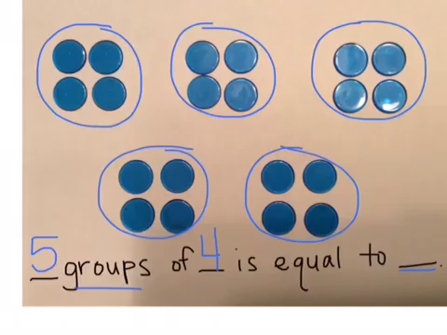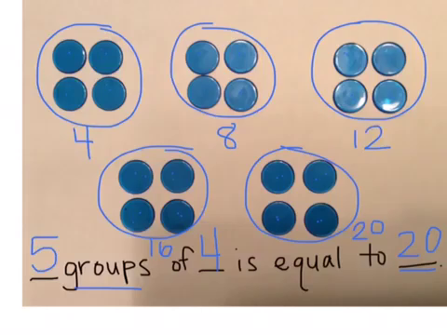One, we could count by ones. We could go 1, 2, 3, 4, 5, 6, 7, 8, 9, 10, 11, 12, 13, 14, 15, 16, 17, 18, 19, 20. So we have 20 there. That's counting by ones. Well, let's try a different way. We could count by 4s: 4, 8, 12, 16, 20. And I get 20 again.